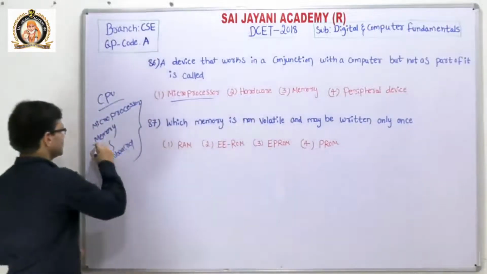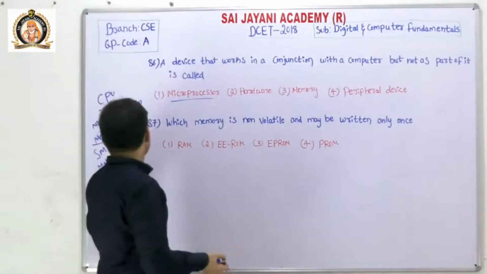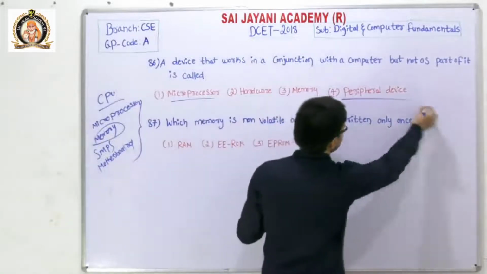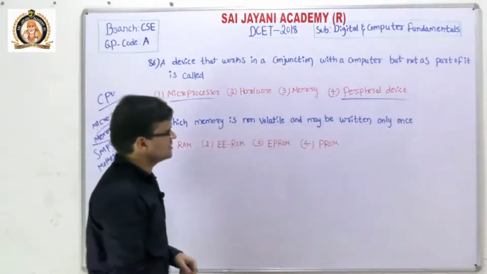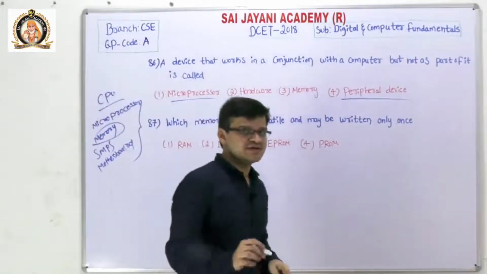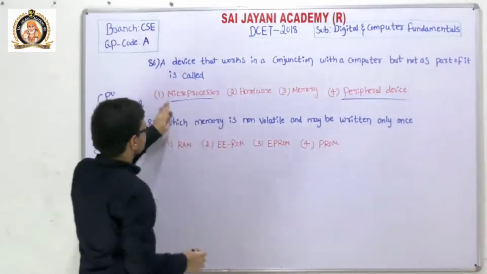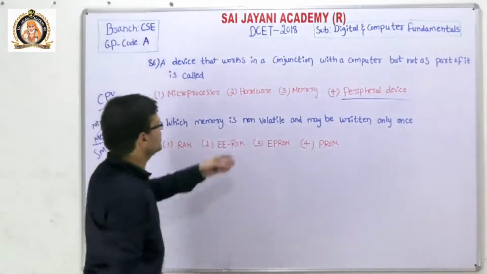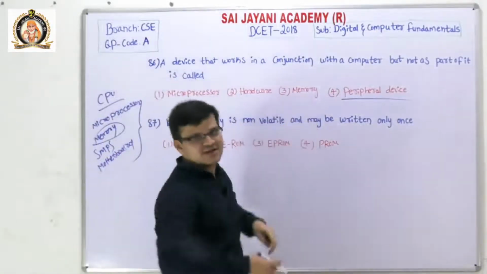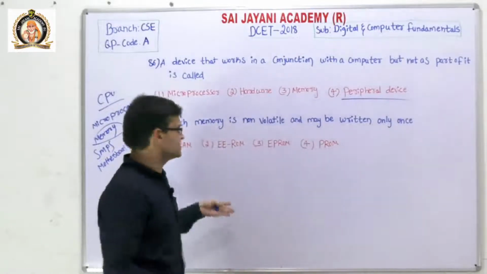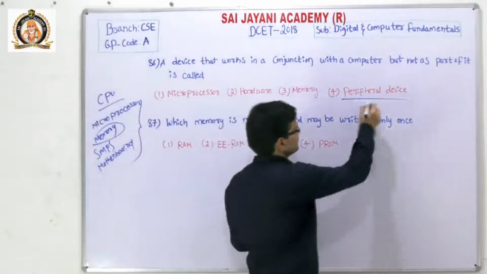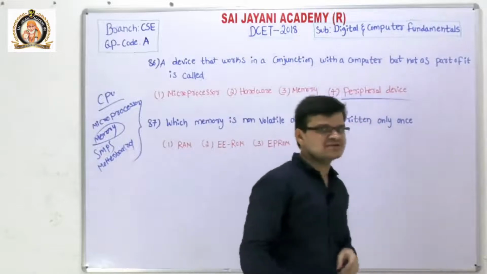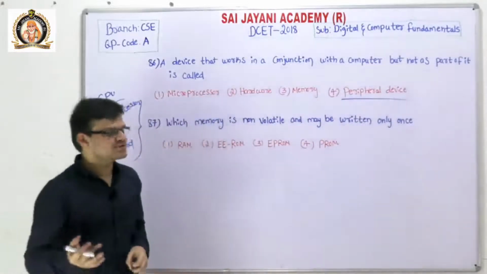Similarly, a memory is a storage device, and in memory we have mainly RAM and ROM. But a peripheral device is not an essential component in a computer system. A microprocessor is an essential component, and hardware is an essential component because these are all hardware devices. Memory is also an essential part, which also comes under the CPU. But a peripheral device is not called an essential component, because even without the help of peripheral devices we are able to execute the program or the instruction.